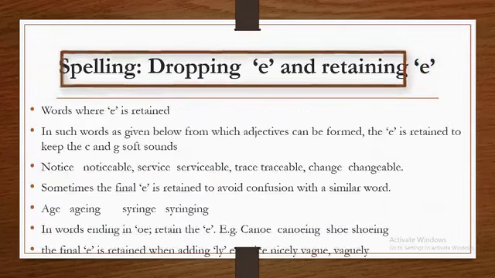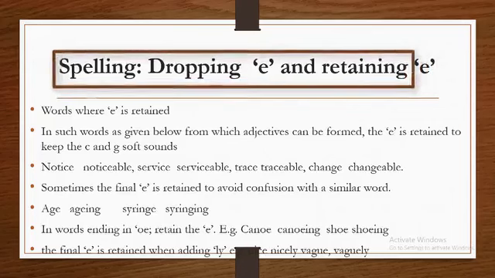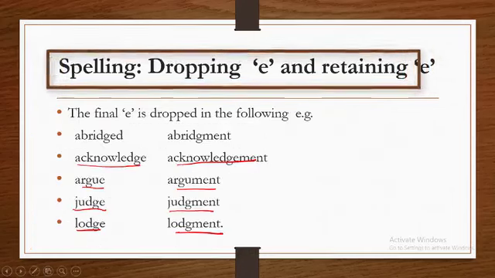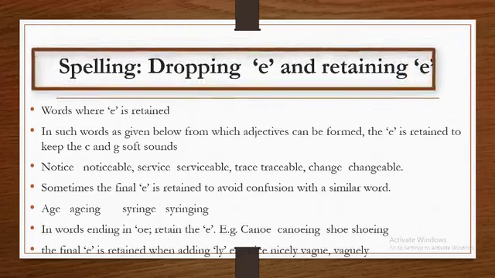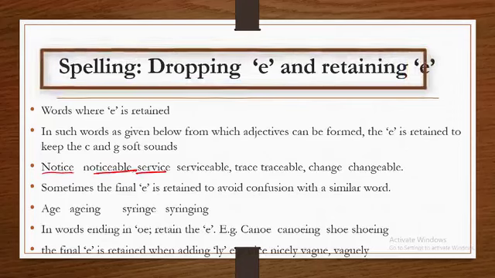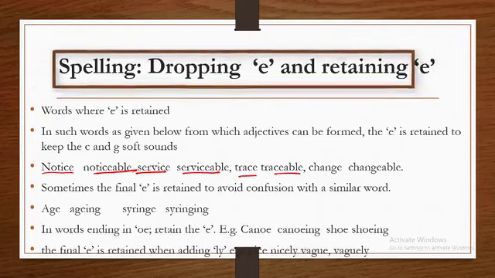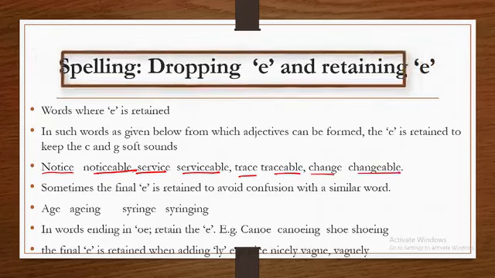So, we can see where we are dropping the E in the course of our spellings. Then we can also have when this E is retained. Where do we retain the E in our spelling? In words like notice, when we have S and G, we most times retain the E. When you want to form another word, noticeable, you notice we retain the E. Service, serviceable. Trace, traceable. Change, changeable. We retain the E.